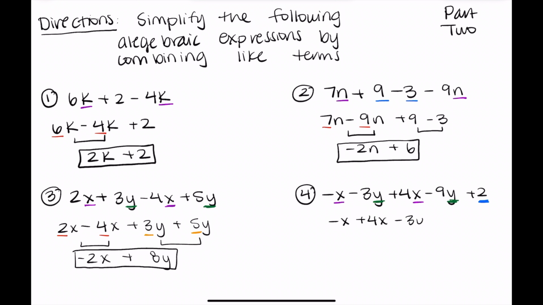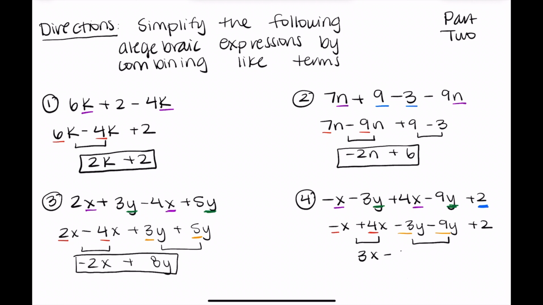If I put my x's together, I get negative x plus 4x. When I add those together, negative 1 plus 4, well, that just gives us 3. So 3x would be our x term. Now we're looking at our y's. We have 3y minus 9y. 3 minus 9 gives us negative 6. So it would be 3x minus negative 6y, and the 2 comes down with us. We know that the double negative just gives us a positive, right? Or we add. So our final answer for number 4 would be 3x plus 6y plus 2.